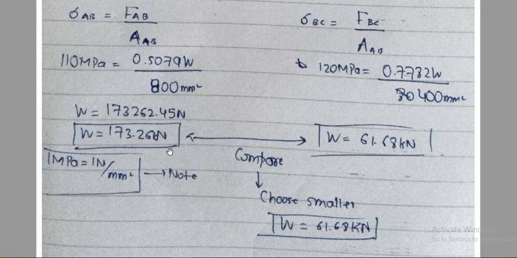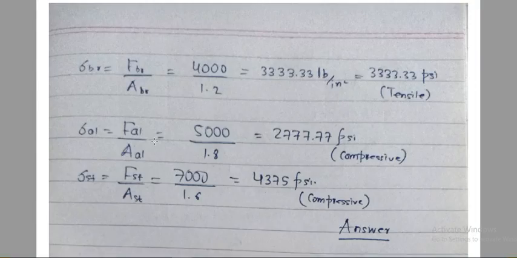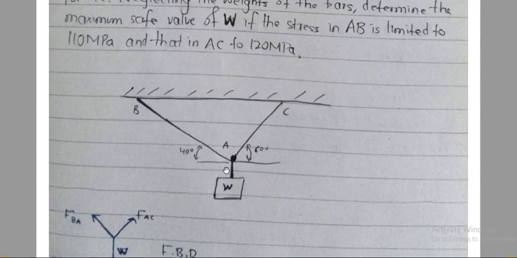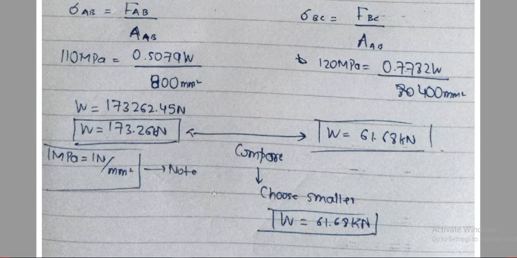Let's say, for instance, you take 173.26 kilonewton as the weight for this configuration. Now, what would happen for the bar BC? It can take only 61.68 kilonewton. It cannot take more than that under the data given for BC. So we have to take the smaller value. Otherwise, the bar of material AB can withstand this load, but the bar BC cannot withstand more than 61.68. So you have to take the smaller value.